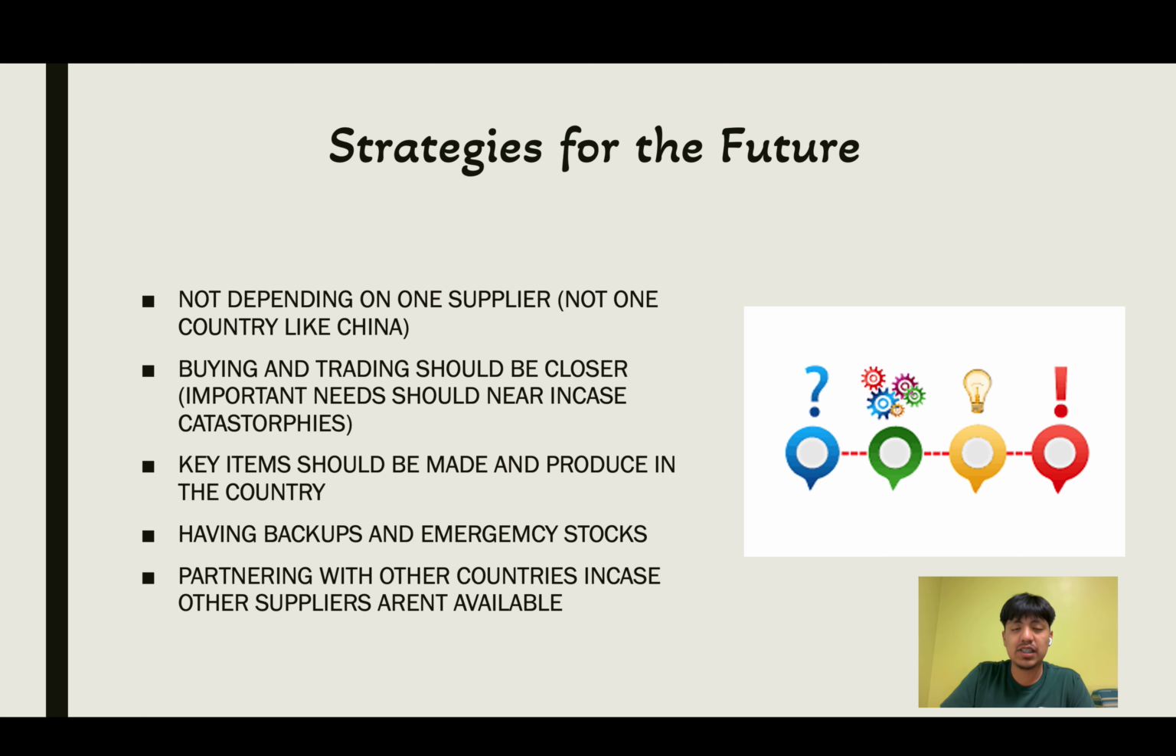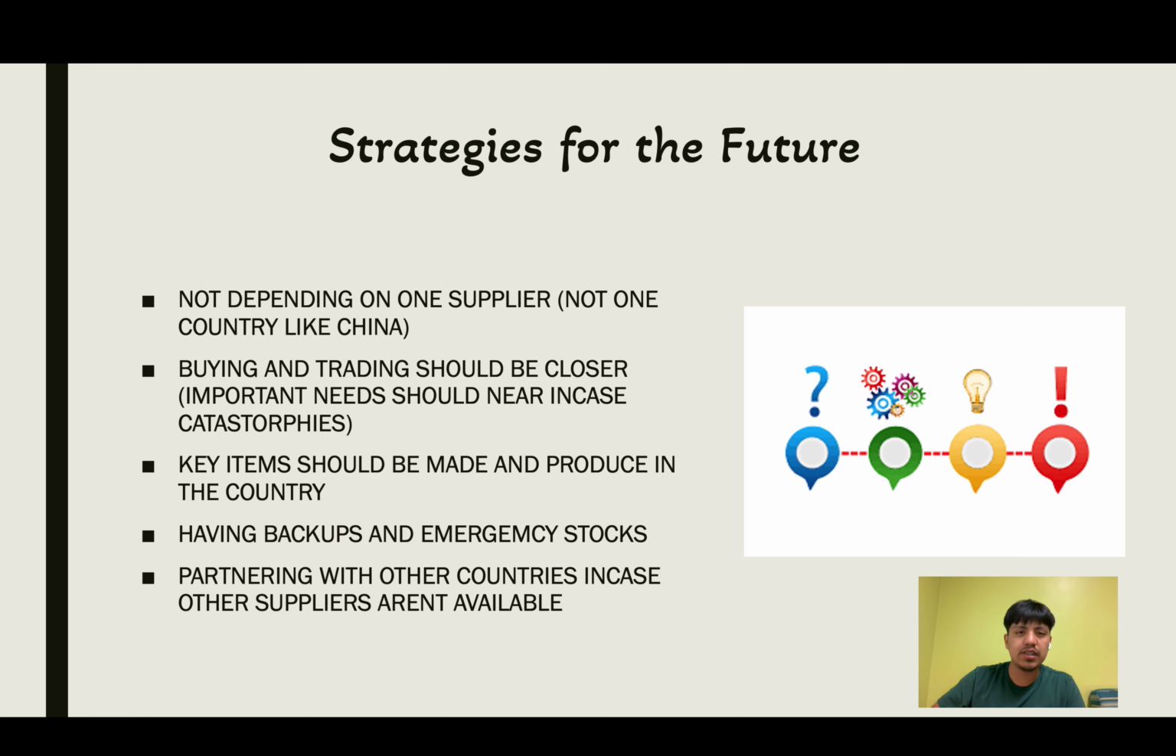There could be some strategies for the future, like depending on more than one supplier, since it was clearly seen that China was one of the most affected countries during the COVID-19, and this should mean that they should rethink their producers and how they trade or how they gain resources.